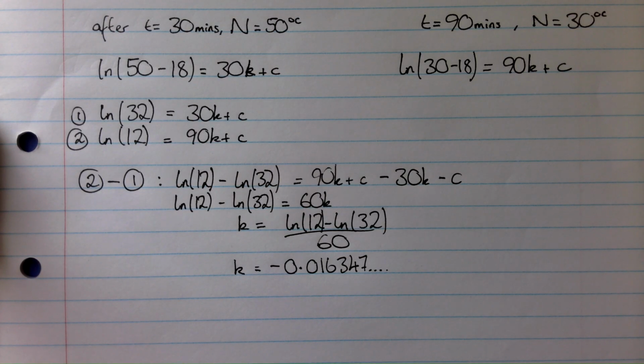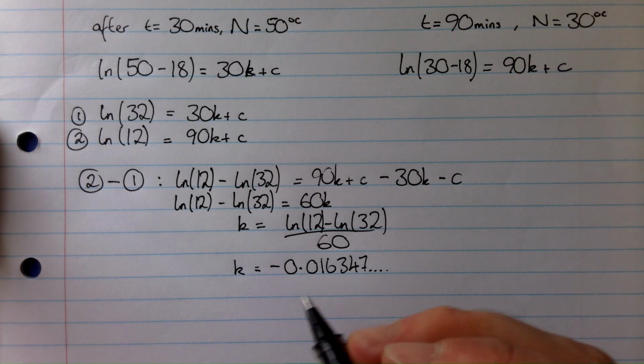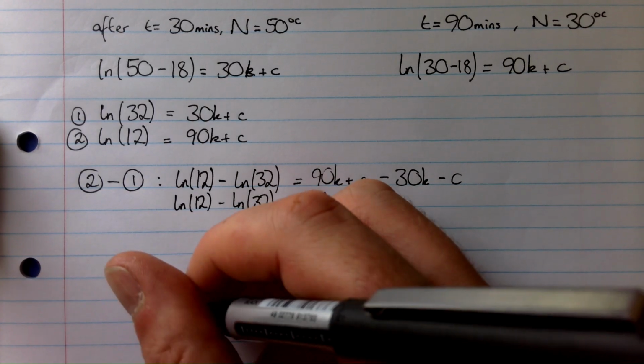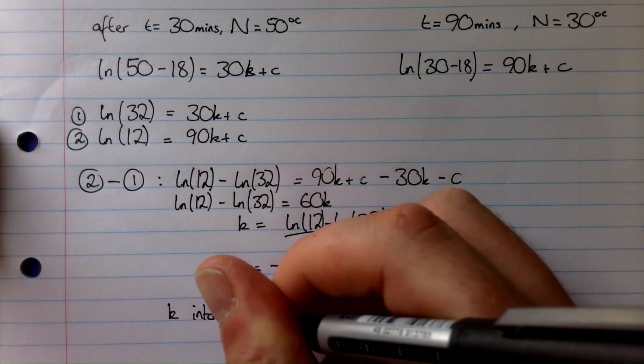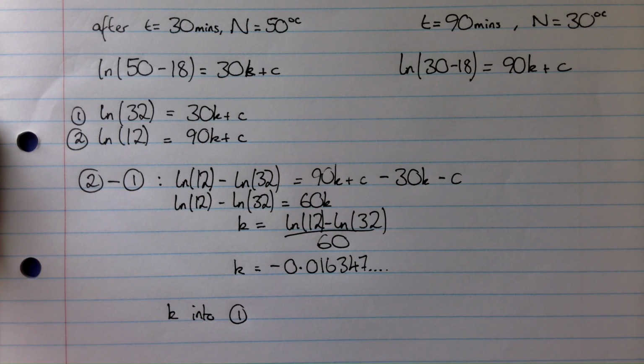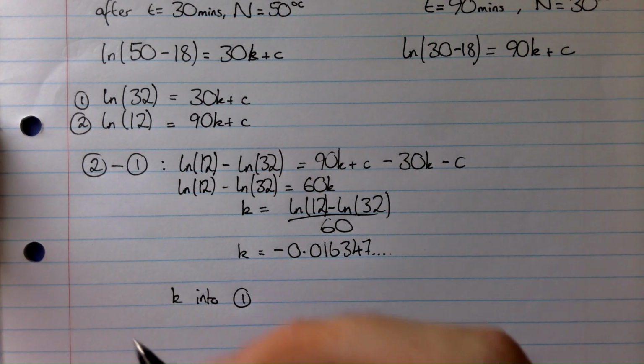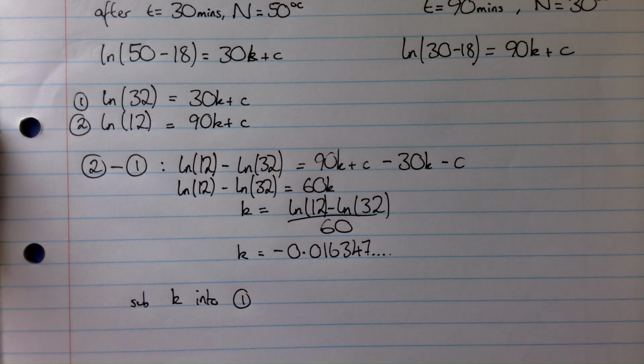Now that we know that, we can substitute in for k. We're just going to work out what c is now. We can substitute this back into either equation, so I'll use number 1. I don't know how you learnt simultaneous equations; I think I got taught with these little 1 and 2 labels. It just helps to explain what you're doing. Sub k into equation 1.